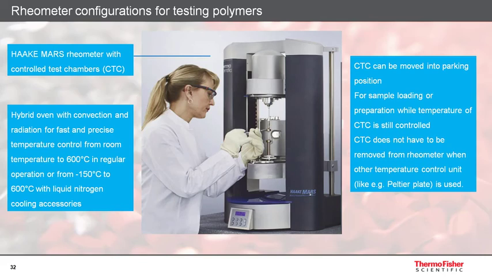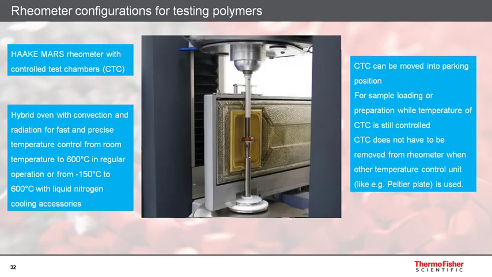For an even wider temperature range and the possibility of attaching fixtures for solid sample testing and extensional rheometry, the HAAKE MARS can be equipped with the Controlled Test Chamber (CTC). It allows for performing rheological tests up to a temperature of 600 degrees C. When the low temperature option is used, the CTC can be cooled down to -150 degrees C with liquid nitrogen.